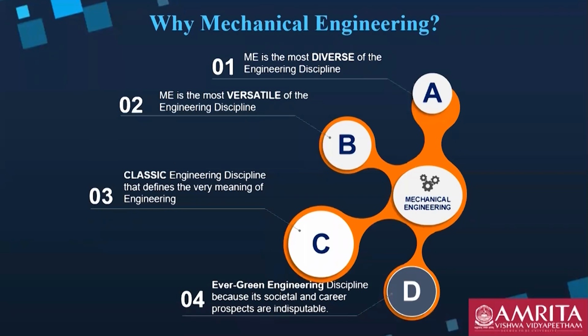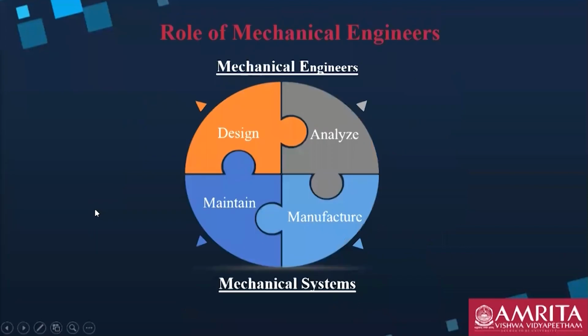You know very well that it is a combination of physics and mathematics with the principles of material science involved with it. What we do eventually is design, analyze, manufacture and maintain mechanical systems. So mechanical engineering involves a lot of things. Specifically, it includes design, analysis, maintenance, manufacturing.